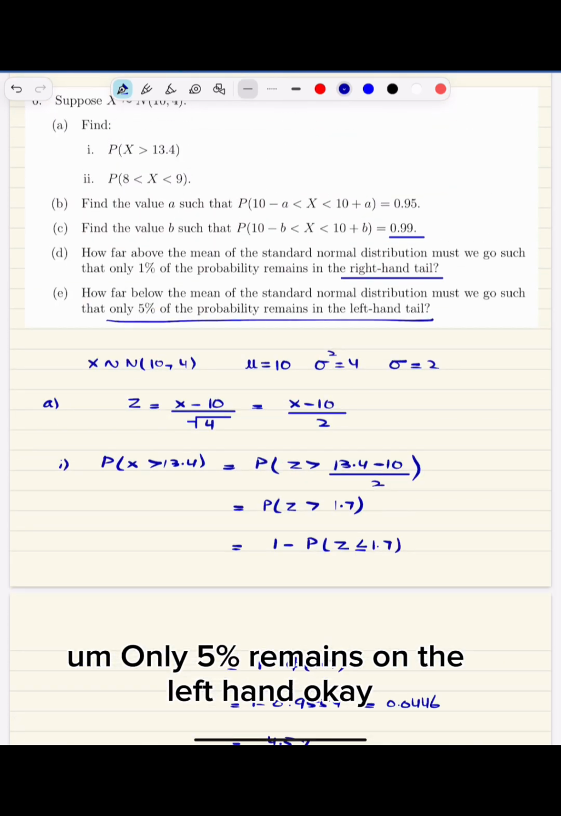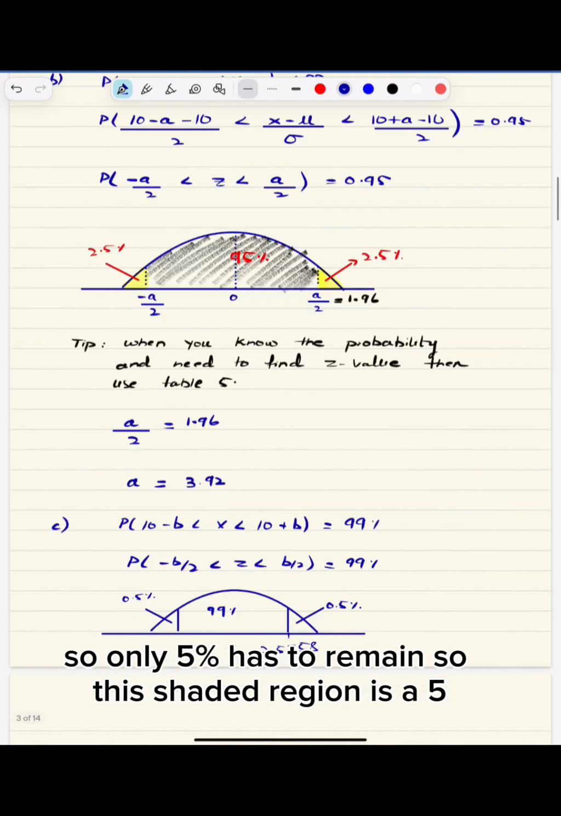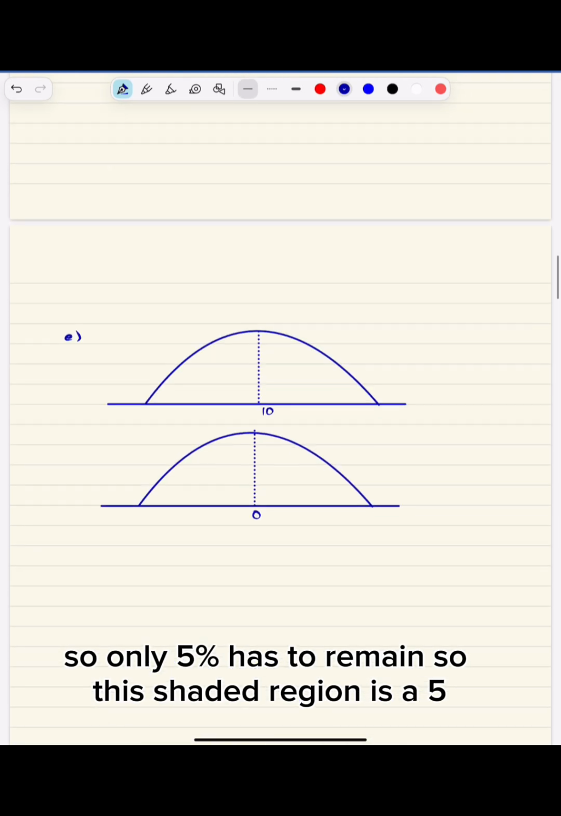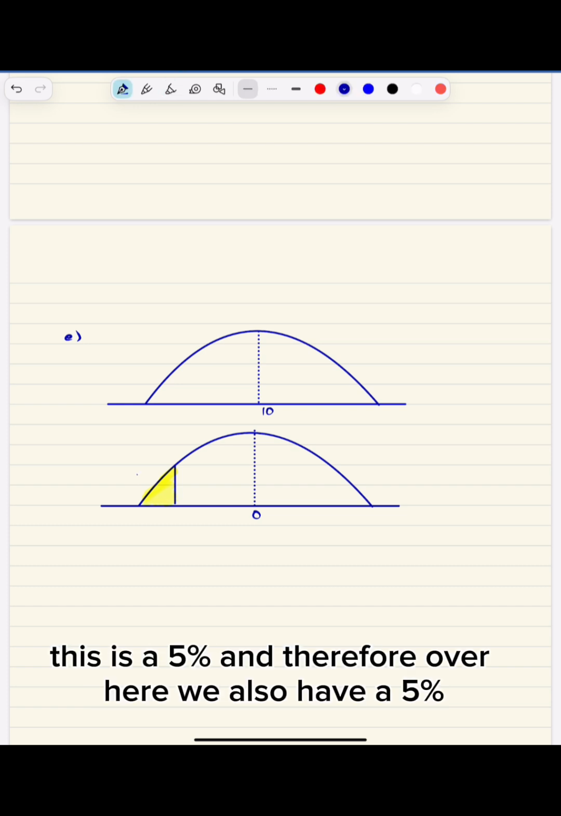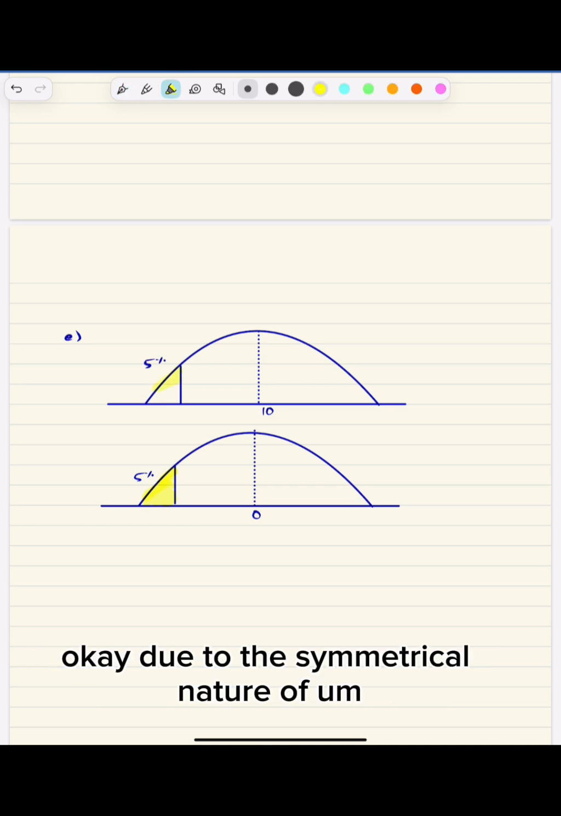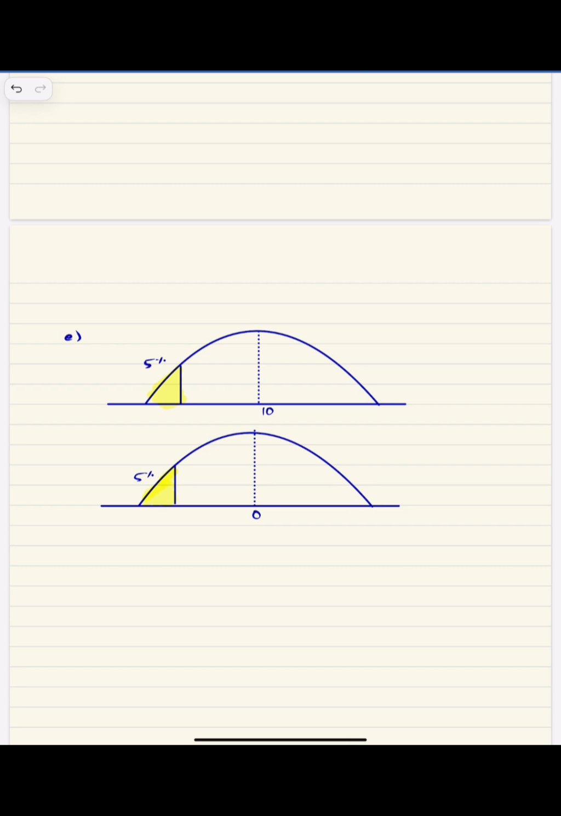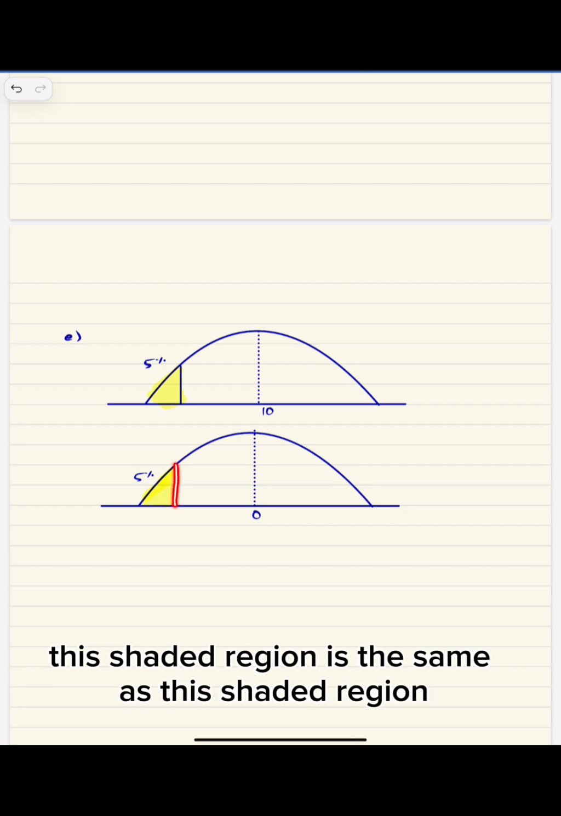only 5% remains on the left hand. So only 5% has to remain. So this shaded region is a 5. So this is a 5. And therefore over here we also have a 5%. Due to the symmetrical nature of the standard normal, this shaded region is the same as this shaded region.